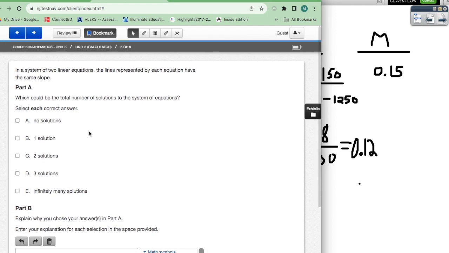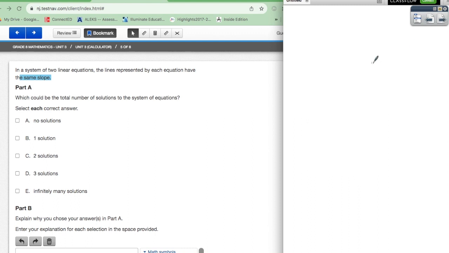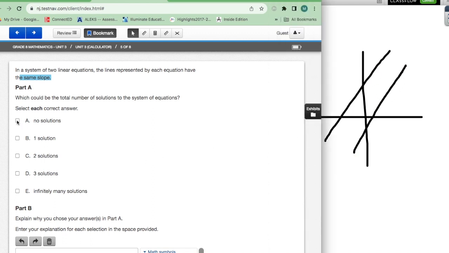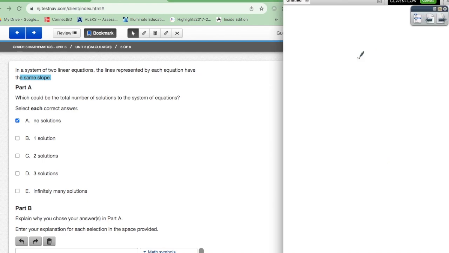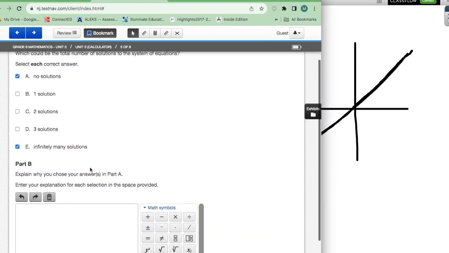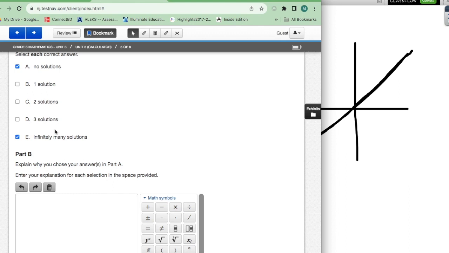All right, the other one we bookmarked here. In a system of two linear equations, the lines represented by each equation have the same slope. All right, so I'm going to make a little drawing here just to remind us of what happens with the same slope. So if we graph something that has the same slope, a couple things could happen. They would run parallel if they have the same slope. That would be no solution. They never cross. The other thing that could happen is it's like that, and then the other one also has the same intercept, so they're actually on top of each other. So that would be infinite. Okay, none of these other options would happen.